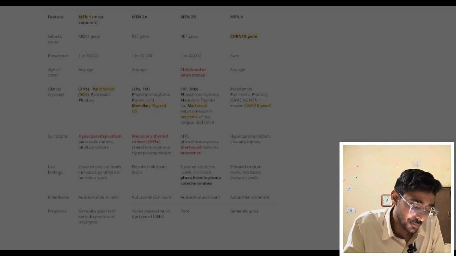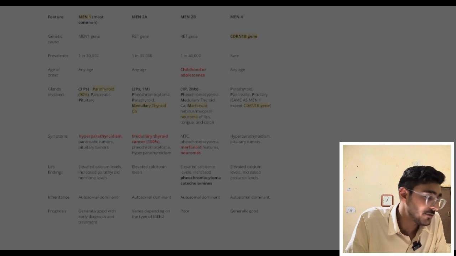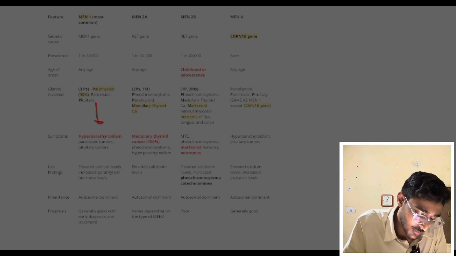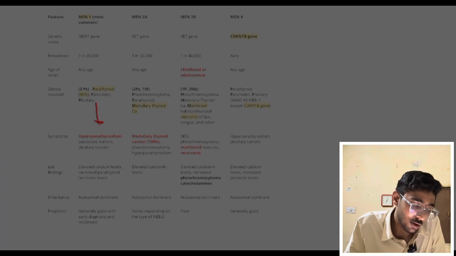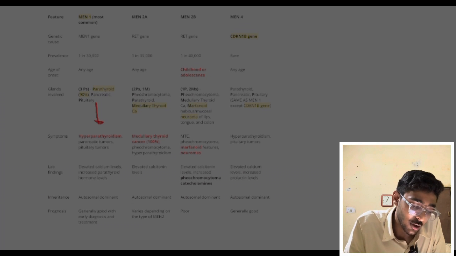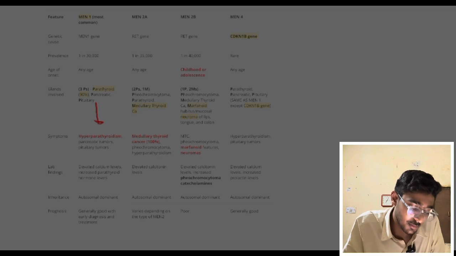Now the symptoms. As the glands are involved in various MEN syndromes, we can tabulate the symptoms accordingly. The parathyroids involved in MEN 1 cause hyperparathyroidism; medullary thyroid cancers occur in MEN 2; Marfanoid features and neuromas occur in MEN 2B; and again hyperparathyroidism occurs in MEN 4.